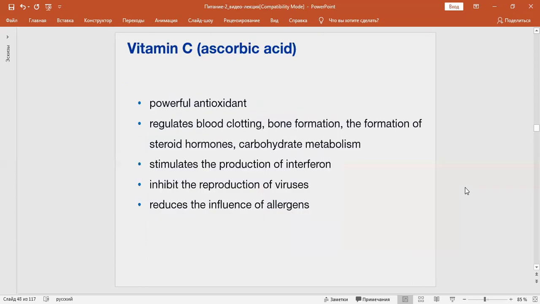A very important vitamin in our life is vitamin C. Ascorbic acid is a powerful antioxidant. It regulates blood clotting, bone formation, the formation of steroid hormones, and carbohydrate metabolism. It stimulates the production of interferon, inhibits the reproduction of viruses, and reduces the influence of allergens.